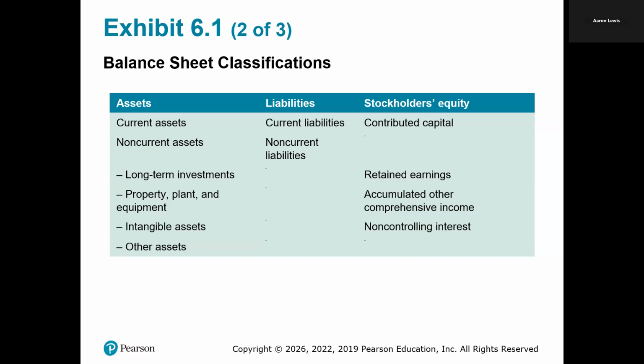Was it paid in by somebody else, like shareholders? That's contributed capital. Was it the result of profitable operations and you turning a profit in the past that you've been holding on to? That's retained earnings. Is the value of your business up from things that you've not yet realized? That would be your AOCI, or accumulated other comprehensive income, your unrealized holding gains, your unrealized translation adjustments, etc.